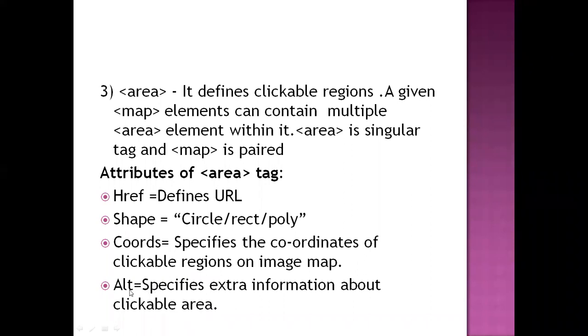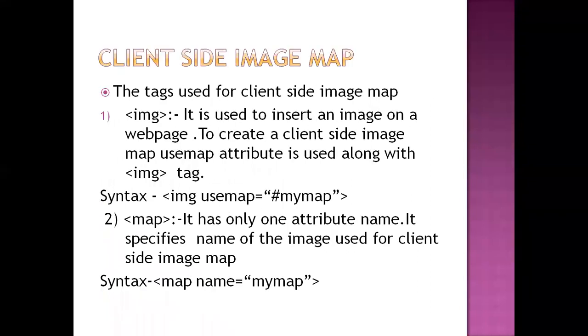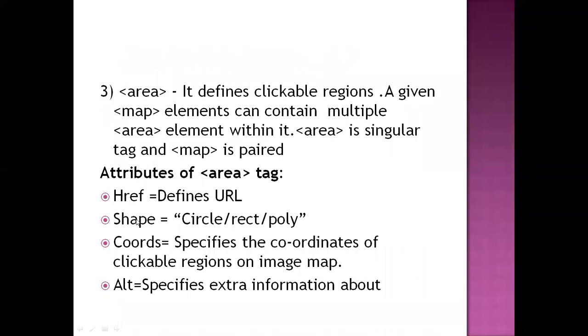It is optional. Okay, so these are all attributes of the area tag. Got it? So as per the syntax, first which tag will come? First we have to write the img tag. Okay, first which tag will come? img tag. Then the map tag. After that, in map we have to use the area tag.